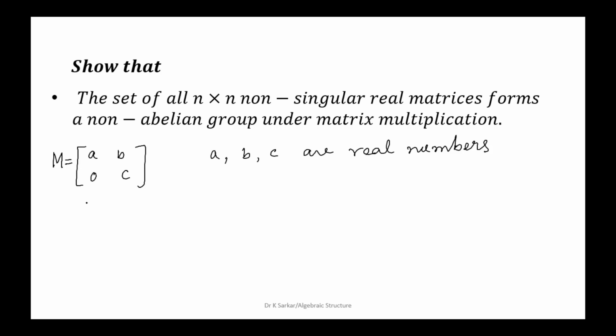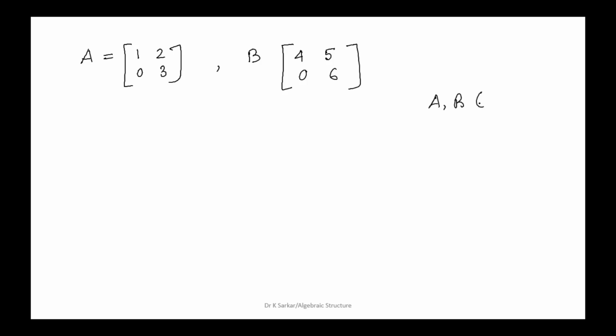Then we have to show that M under multiplication is a non-abelian group. Let us take A as [1, 2; 0, 3] and B as [4, 5; 0, 6], where 1, 2, 3, 4, 5, 6 all are real numbers. Therefore, A and B belong to M.